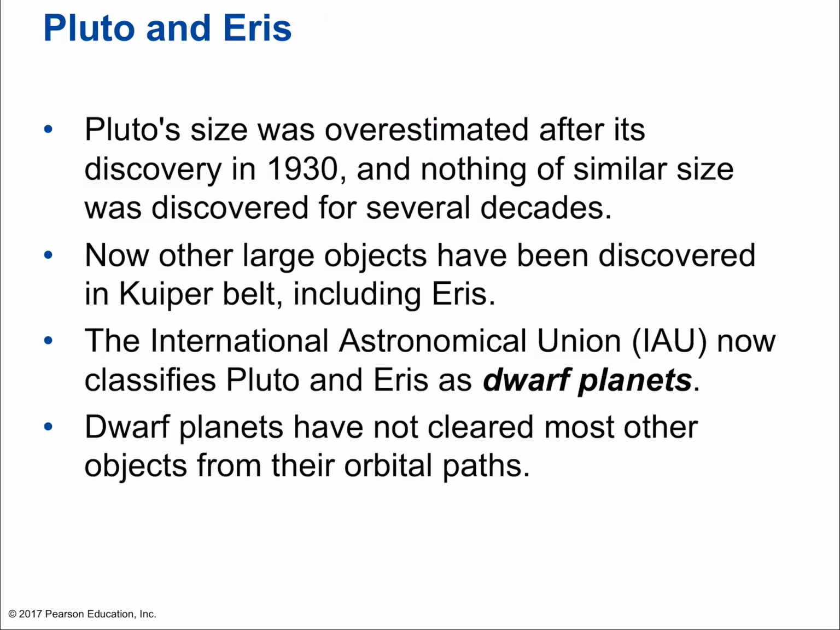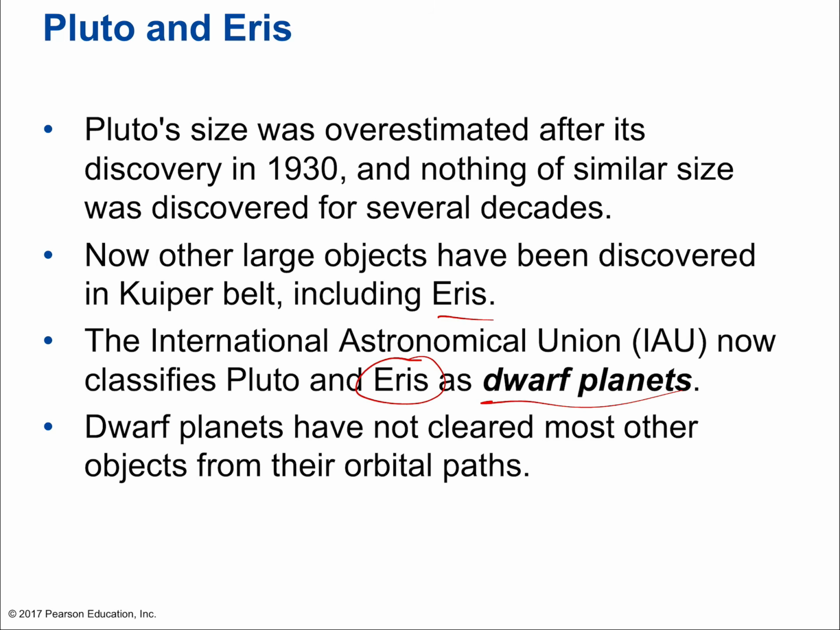Now other large objects have been discovered in the Kuiper Belt, including Ceres, which is in the Kuiper Belt and is quite large. And then the International Astronomical Union, the IAU, now classifies Pluto and Eris as dwarf planets. And that was kind of when their hand was forced, this IAU, because they either had to make Eris a planet and have 10 planets, or make Pluto not a planet anymore. And they decided on the second option and declassified Pluto as a planet.